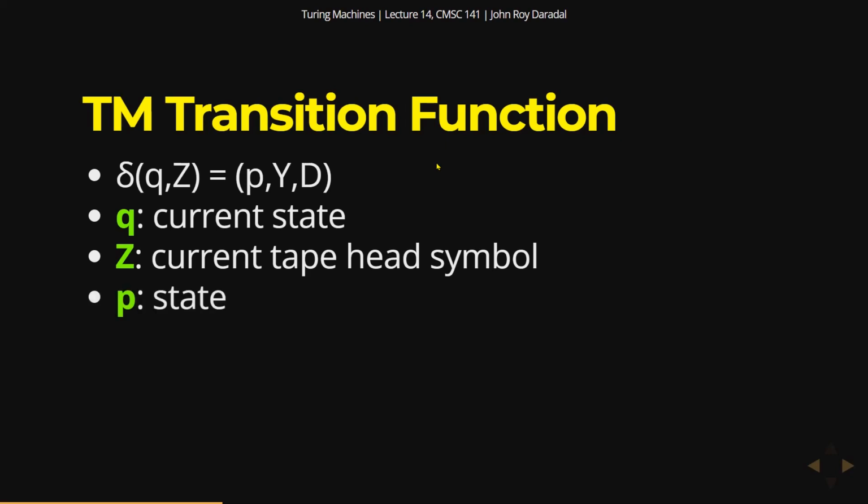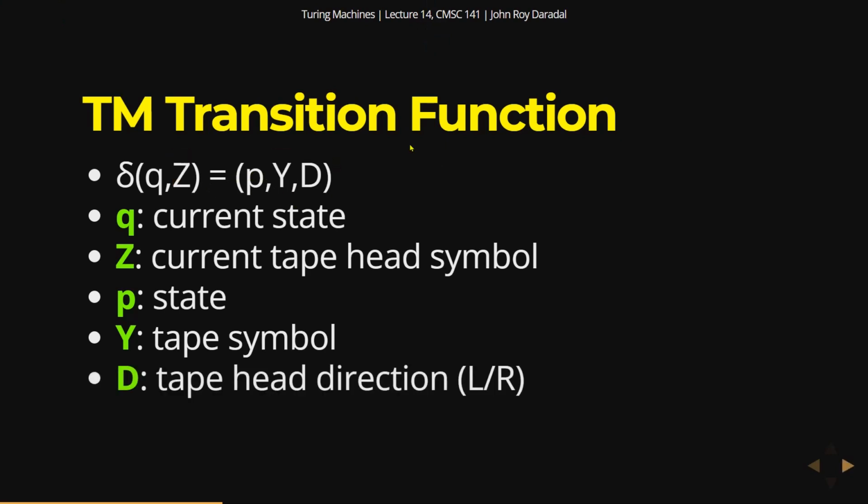And then p is a state that you transition to, and y is the tape symbol that you replace z with. So z becomes y, and then D is the direction. So after changing from state q to p and changing the tape symbol from z to y, you move the tape head either left or right, one cell to the left or one cell to the right.